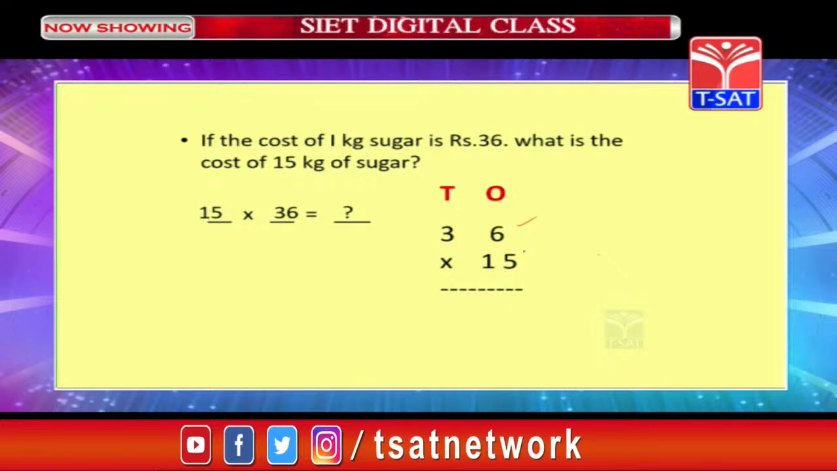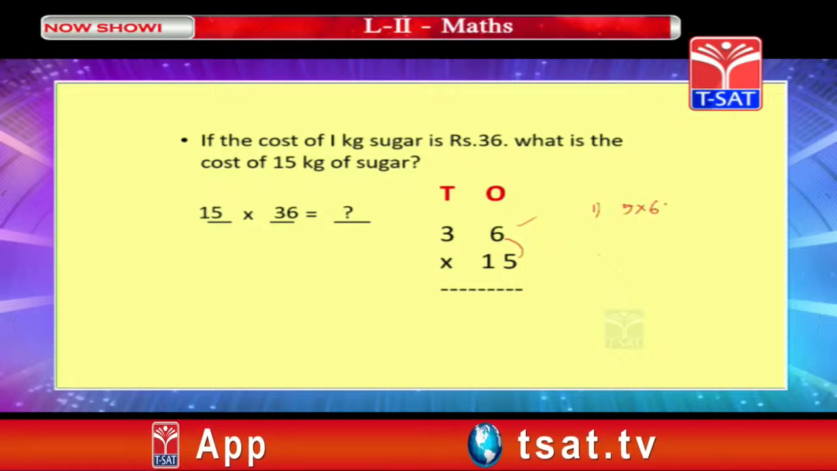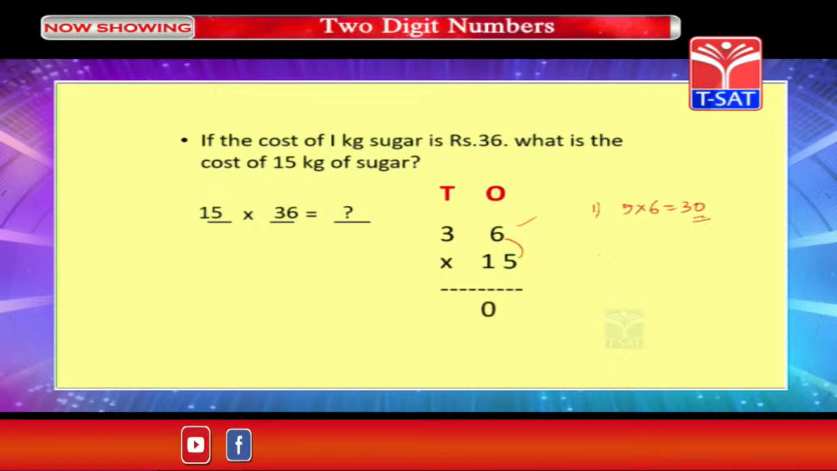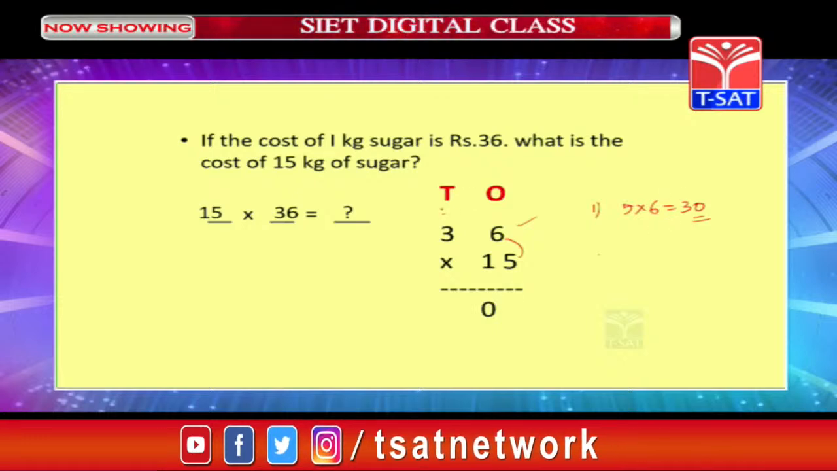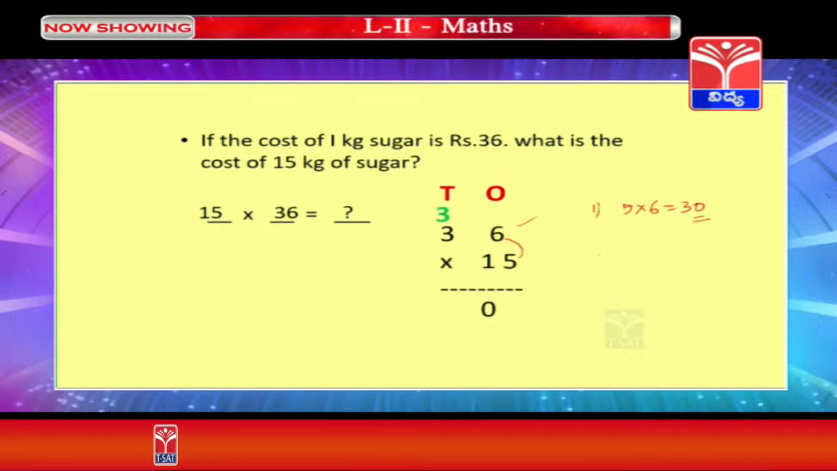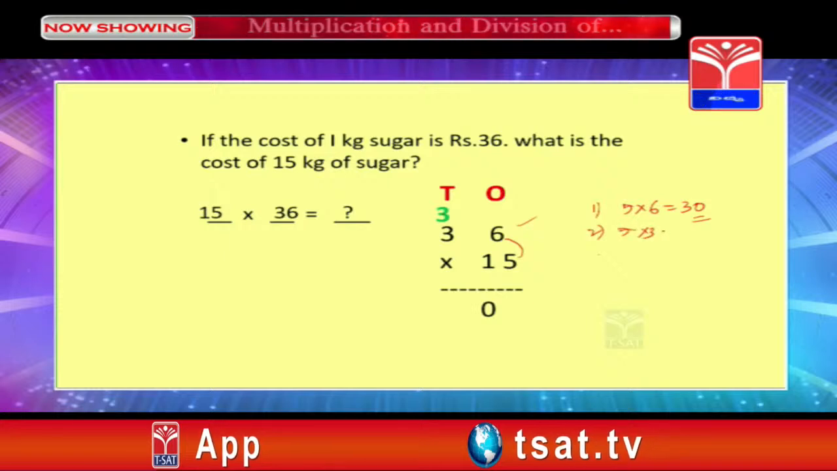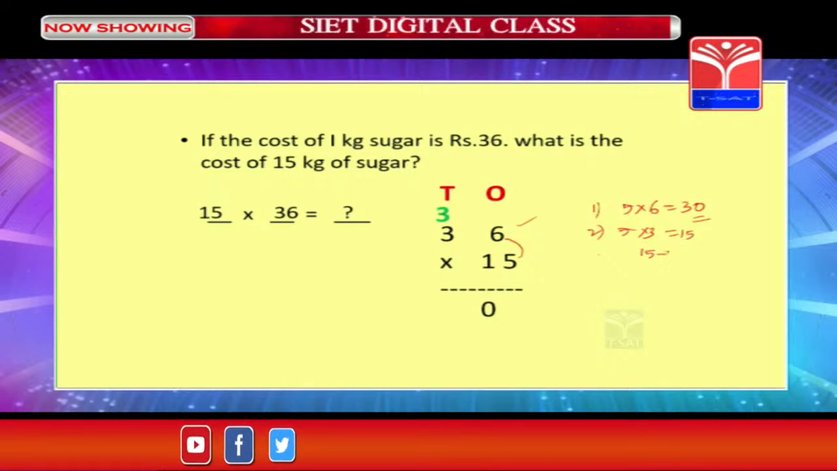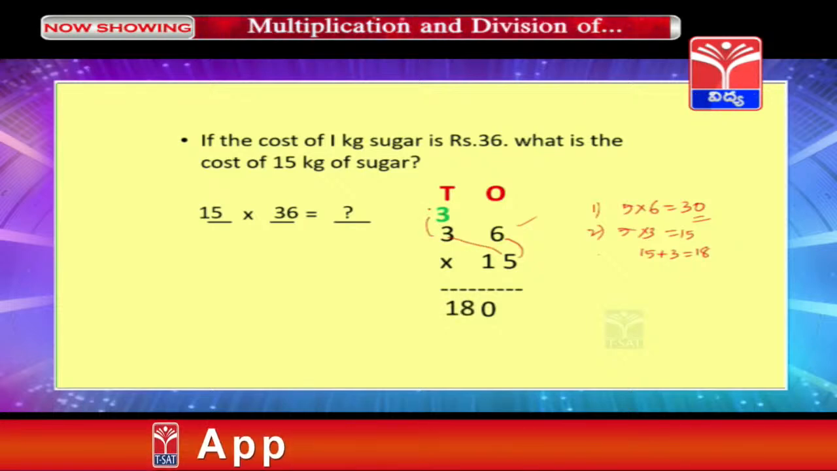So, first we have to multiply 5 into 6. In the first step, 5 into 6 equals 30. In 30, the units place will come into the resultant place and 3 will be moved here as a carry. So, 5 sixes are 30, and after that, second step, 5 into 3 is equal to 15, then 15 plus the carry 3 is 18. See here, 5 threes are 15, 15 plus 3 is 18, so 180.